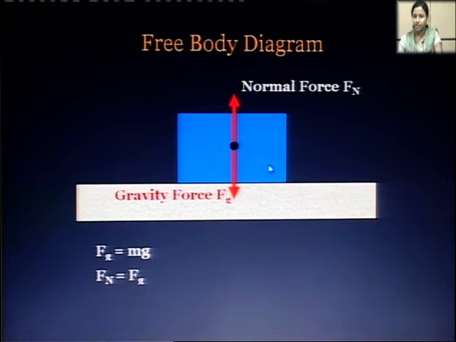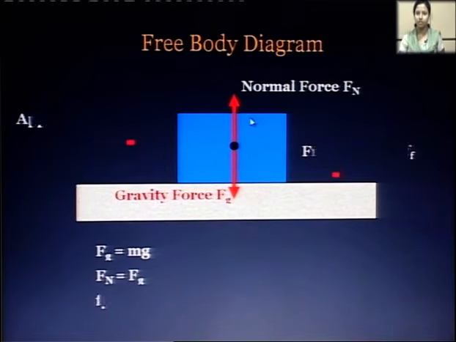This is a free body diagram. If the body has mass m, then this is called weight, which is acting downward. So this is the gravity force Fg or weight, and the normal force which the earth exerts on this body is called the normal force. It is always perpendicular to the surface.